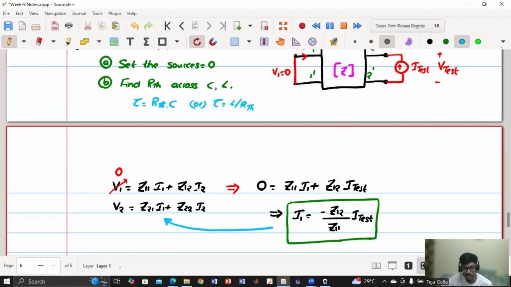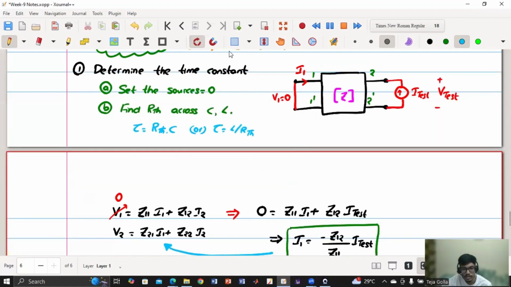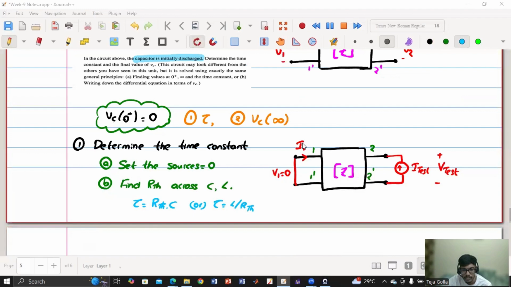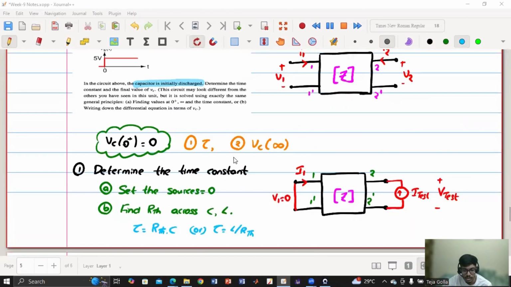Agree? I have simply substituted V1 to be 0. Sir, why are you short circuiting the input? It is just the Z parameter, so it will be the open circuit. I mean, input will be the current, so we will have open circuit at the two ports. No. In this case, I am trying to find RThevenin across these two ports, right?